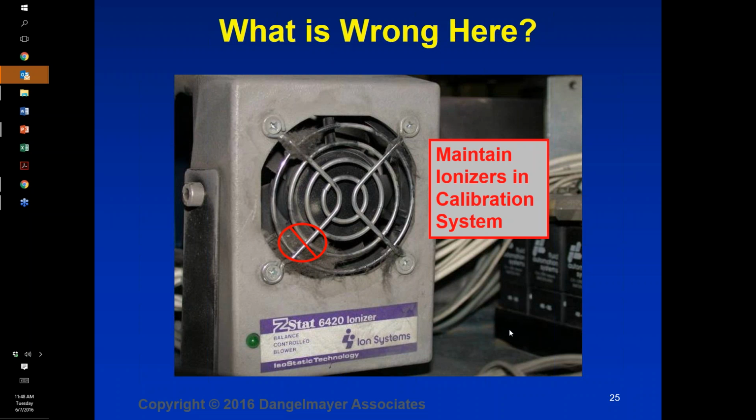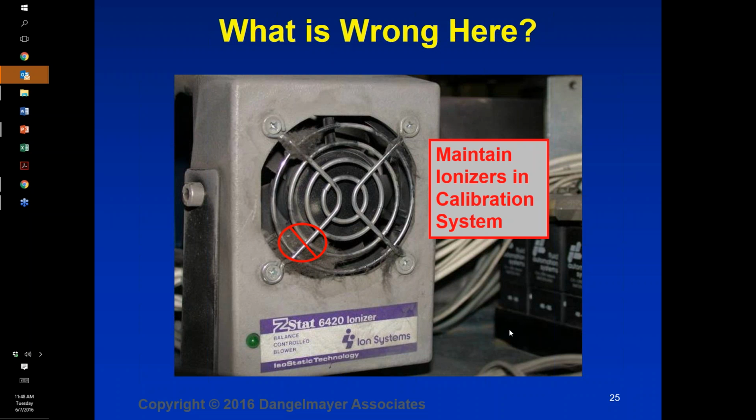Now, if you had an explosive environment, would you want to use a corona ionizer, an electronic ionizer, in an explosive environment? Yeah, probably not. There are ionizers that are specifically designed to be used in explosive environments where you might have solvents or fumes of some kind. These are the only ionizers you would use in that application.